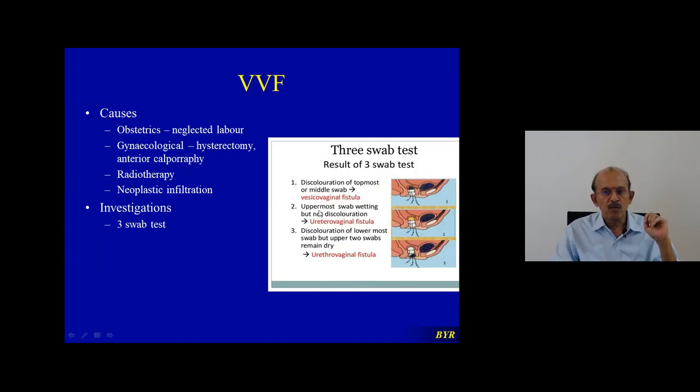Uppermost swab, only wetting is there, that means it was wet with urine but not discolored, means it is ureterovaginal fistula. Discoloration of the lowermost swab but upper two swabs remain dry, means it is urethrovaginal fistula. So this is called the three swab test. So the three swab test will tell you whether the communication to the vagina is between the bladder or the ureter.